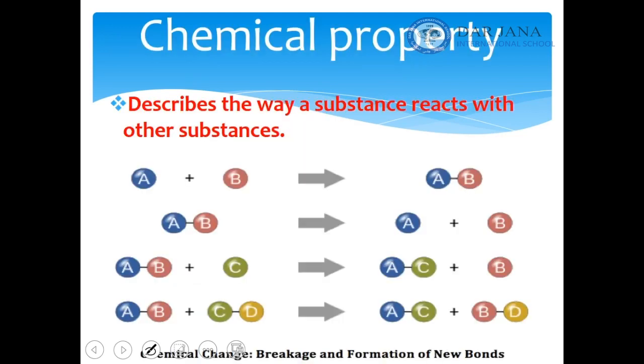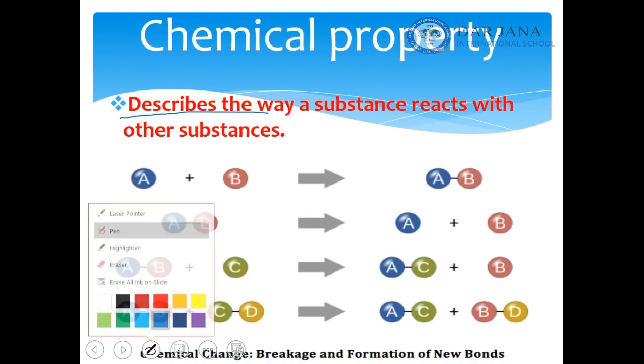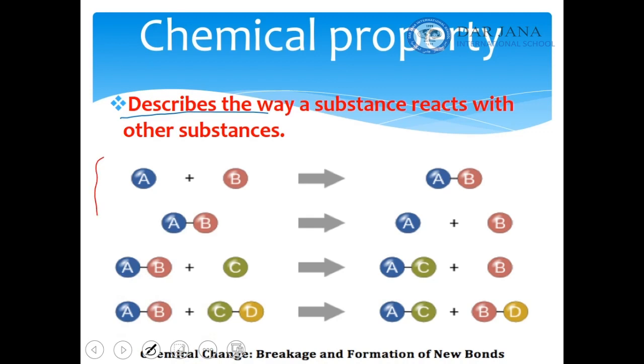Okay, so now let's move to the chemical properties. So a chemical property describes how a substance reacts with other substances. So let's remember that we have four main types of chemical reactions. We have synthesis, decomposition, single replacement, and double replacement.